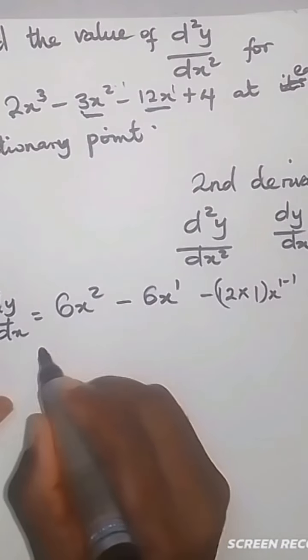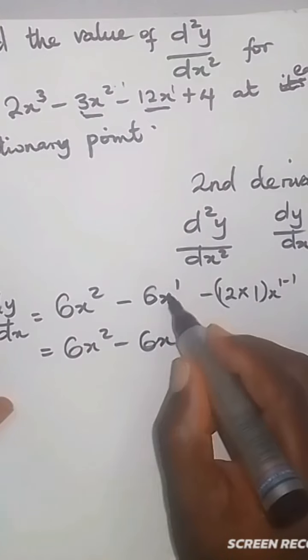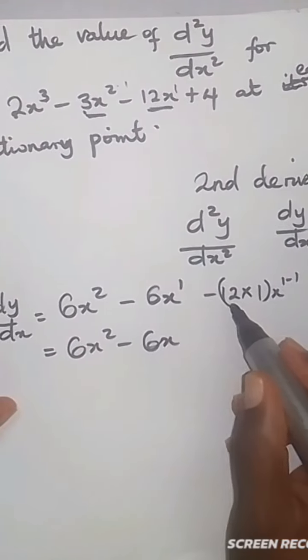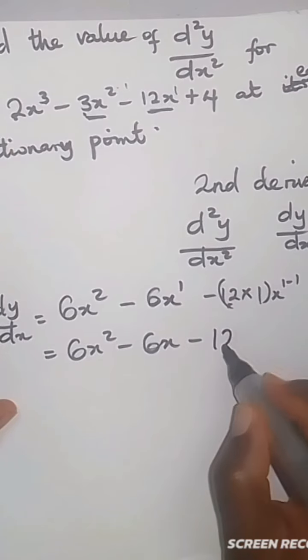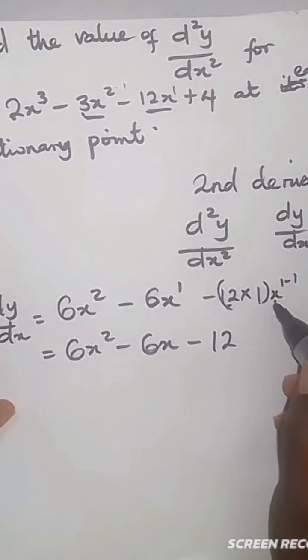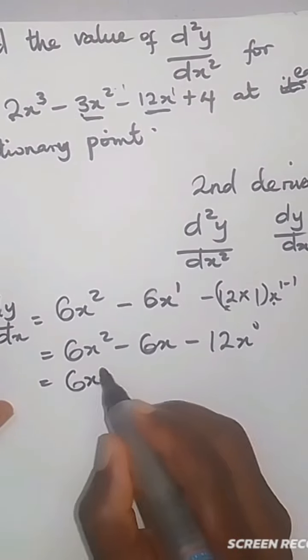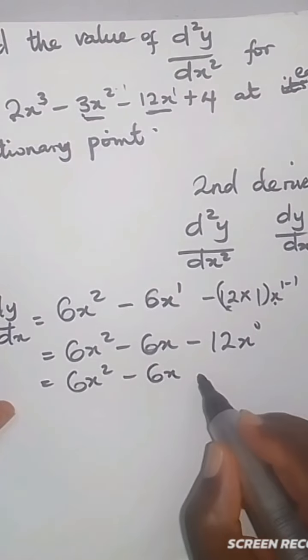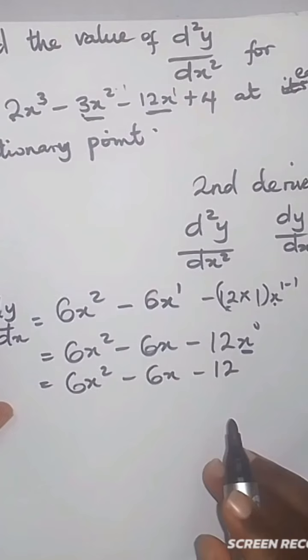So that will give us 6x squared minus 6x, because 6x raised to power 1 is the same thing as 6x, minus 12 times 1, which gives 12. x raised to power 0 is 1. This is 1 minus 1, so this is x raised to power 0. So it will give us 6x squared minus 6x minus 12, because x raised to power 0 is 1.